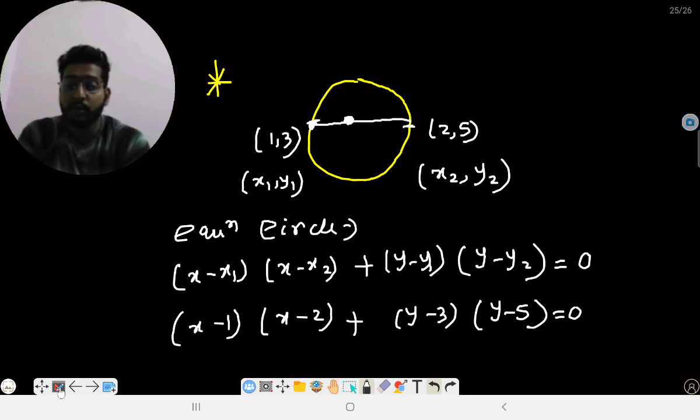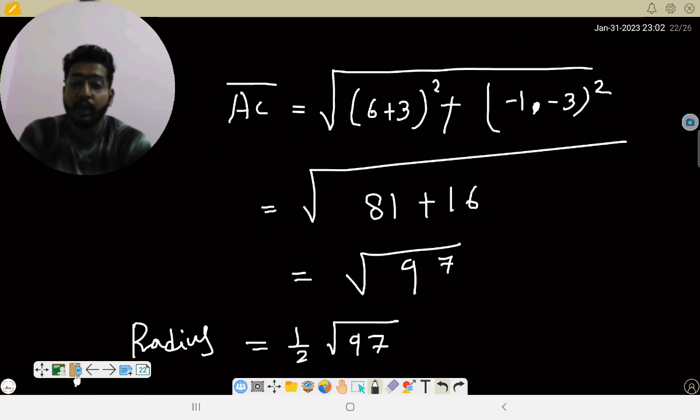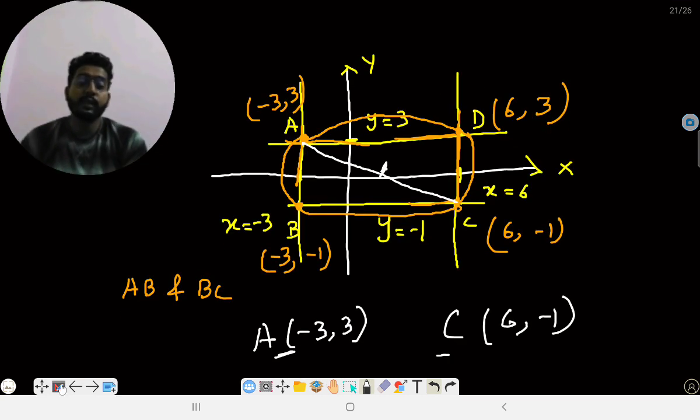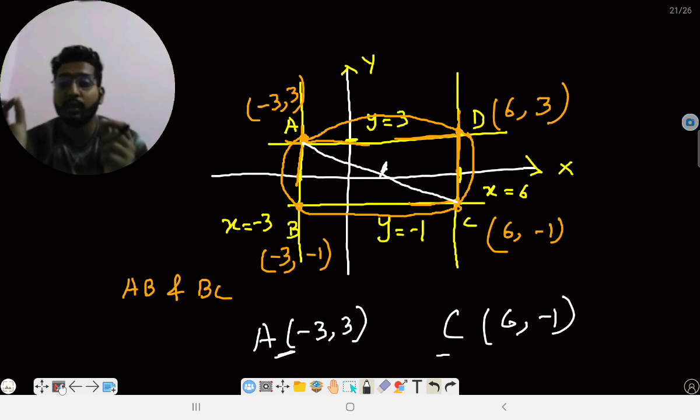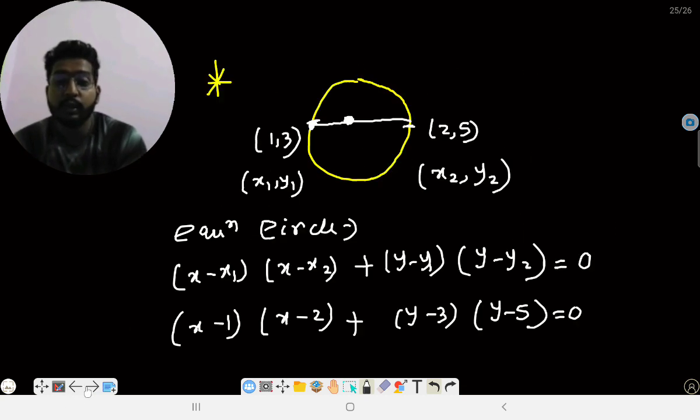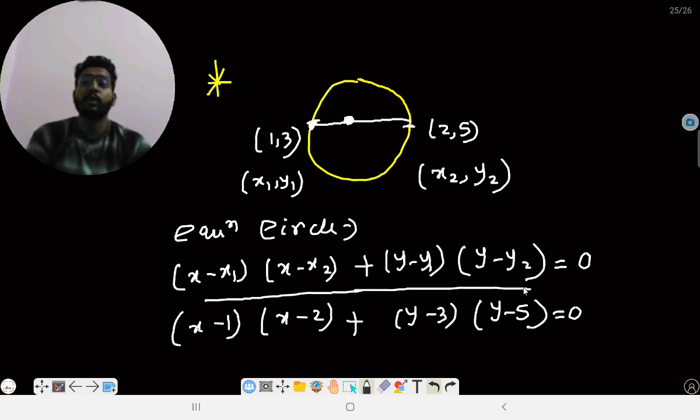Now look here, you can see A and C. If I see properly, AC is the diameter of this circle. That means A and C are the endpoints of the diameter. Since A and C are the endpoints of the diameter, we can use this formula, (x minus x1)(x minus x2) plus (y minus y1)(y minus y2) equals 0, to find the equation of the circle too. So if we know the two endpoints of a diameter, we can also find the equation using this one.